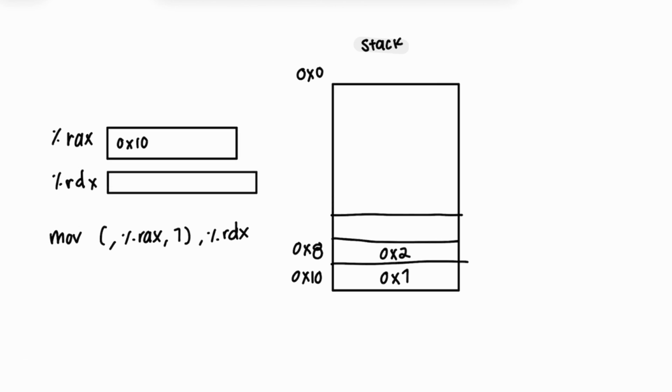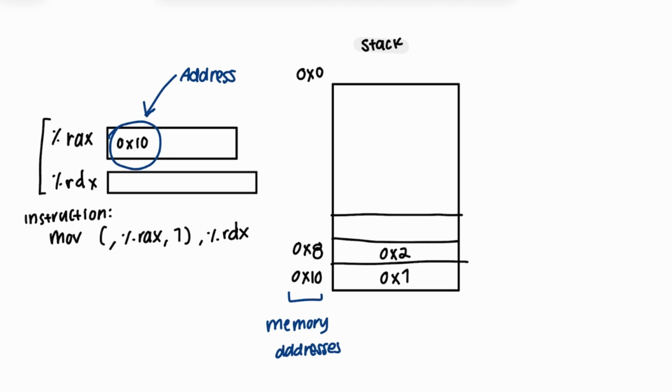Okay, here's an example of what it might look like as we use our indirect memory addressing. Over here on the left, we have our registers. We know that RAX holds the memory address. Again, this is our address, 0x10. RDX has an unknown value, and then we have this instruction over here. On the right, you'll see our stack. We have our memory address over here, and then we have our values here.